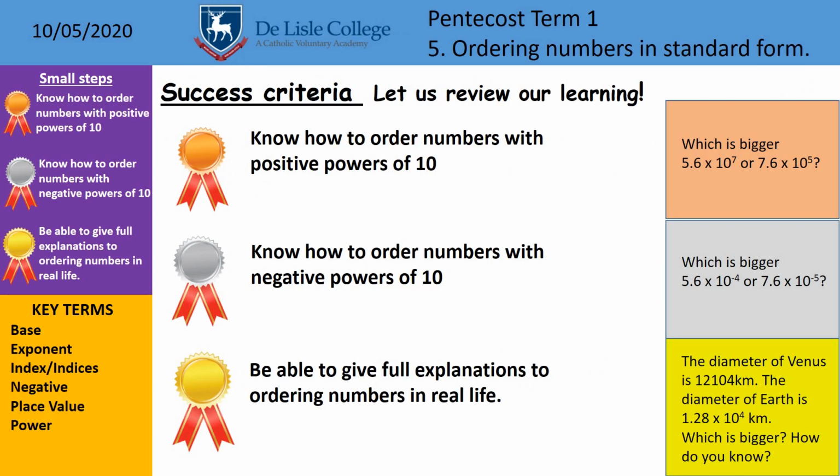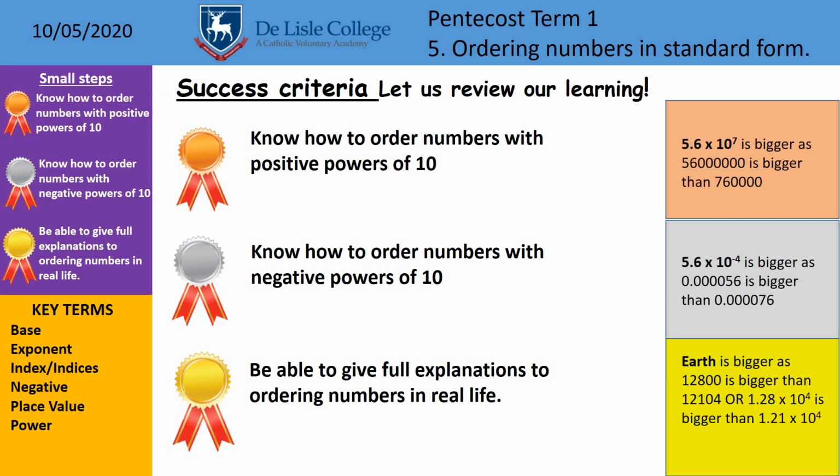Okay, so let's review our learning. So which is bigger? There's some bronze learning. Answer the question on the right-hand side. Silver learning, answer the question on the right-hand side. And then gold learning, be able to give full explanations to ordering numbers in real life. Comment about the diameter of Venus and the Earth. Pause the video so you can answer those, and then hopefully the answers will appear. There you go, there's your answers. Check them with what you wrote down. And then you can review and say, yes, I've achieved my bronze learning, or my silver learning, or my gold learning, and hopefully all three.